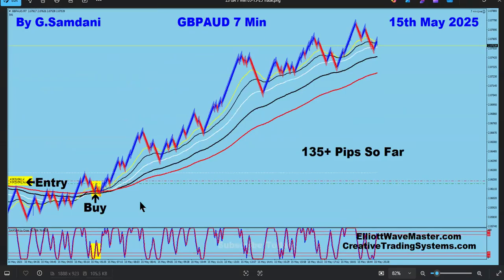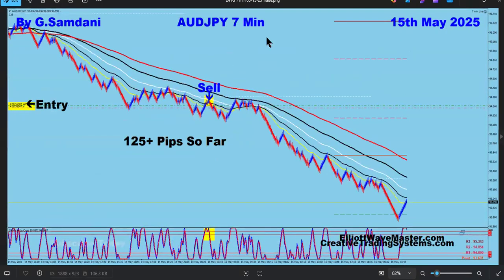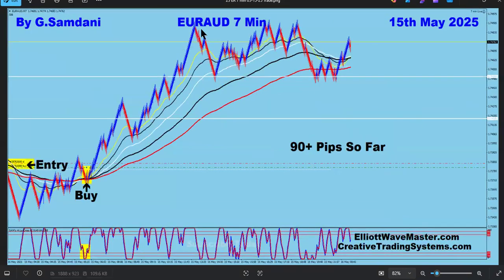Now, pound Aussie going to the upside for 135 pip, and it is from the 7-minute chart, by the way, right? So beautiful entry there, and buy orders right there on the 15th. And on the 15th, Aussie yen, 125 pip, entry is right there. And this one, Euro Aussie from the 7-minute chart, 90 pip, it was bearish, became bullish.